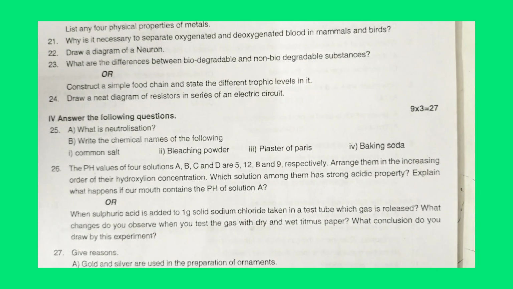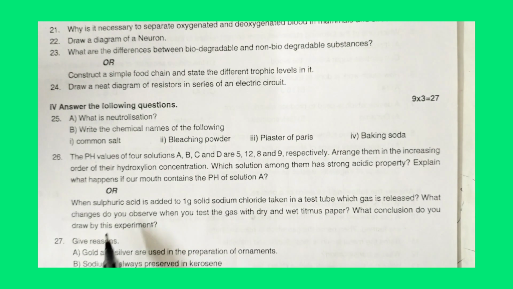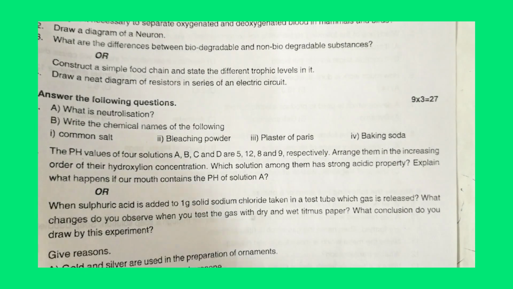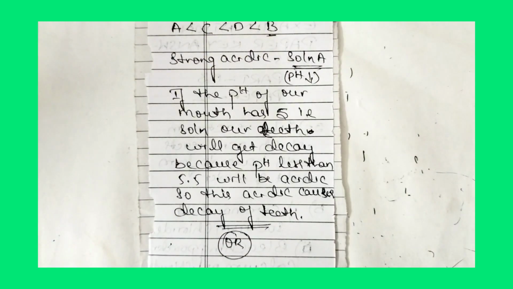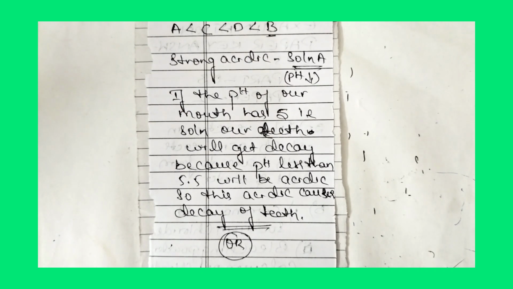The internal choice question is: When sulfuric acid is added to 1 gram solid sodium chloride taken in a test tube, which gas is released? What changes do you observe when you test the gas with dry and wet litmus paper? What conclusion do you draw by this experiment? So now let us answer this question.